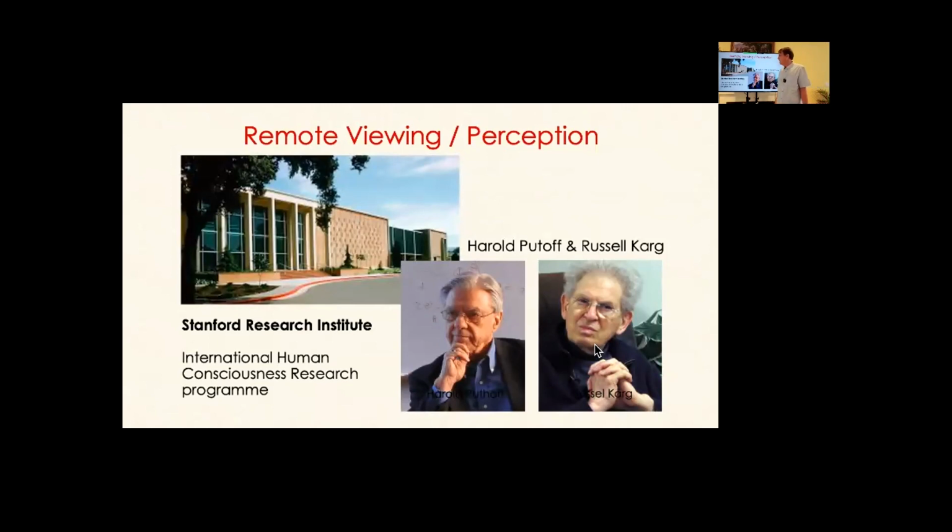In the 1970s, Harold Puthoff and Russell Targ were working at the Stanford Research Institute. They had a thing called the International Human Consciousness Research Program, looking at various aspects of consciousness, particularly on the outer limits of it. The CIA heard about it. They had heard that France, Israel, Russia, and other places had psychic spies, and they thought, we better get ourselves some of this. We don't want to be at a disadvantage.